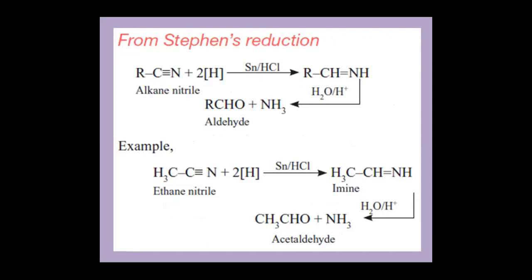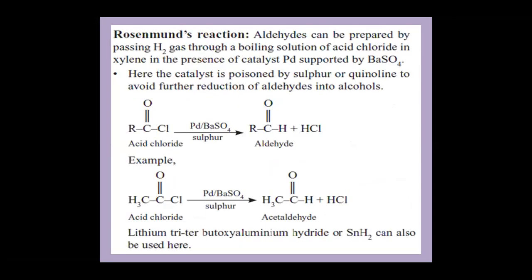Next, the preparation of only aldehydes. From Stephen's reduction, an alkane nitrile on reduction using stannous chloride and HCl, followed by hydrolysis, can give aldehyde. Rosenmund's reduction: acid chloride on reduction using palladium supported on barium sulfate can give aldehyde.